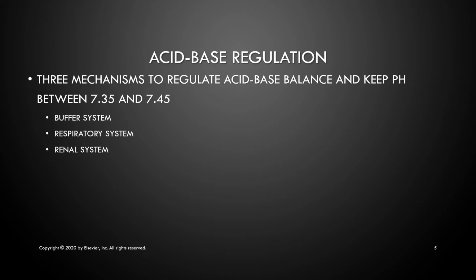The first one that we're going to talk about is the buffer system. Basically, it's going to prevent major changes in the pH by removing or releasing hydrogen ions. An example is when acids increase in the body, a buffer is going to bind to the hydrogen ion to neutralize it so that there's minimal change in the body's pH. Alternatively, if the base in the body increases, then the buffer will release the hydrogen ion into the fluid, and it's going to help bring that pH back to within that normal range of 7.35 to 7.45.